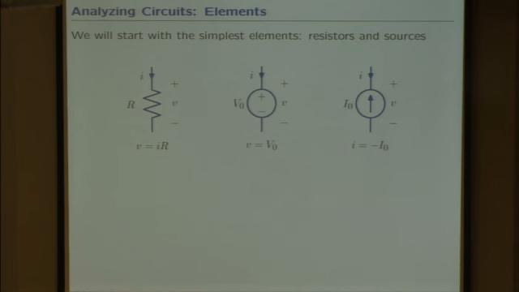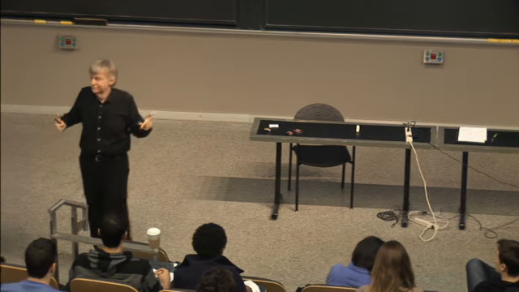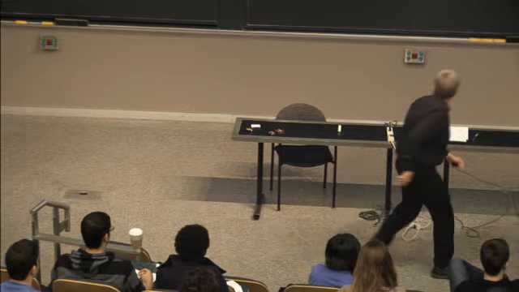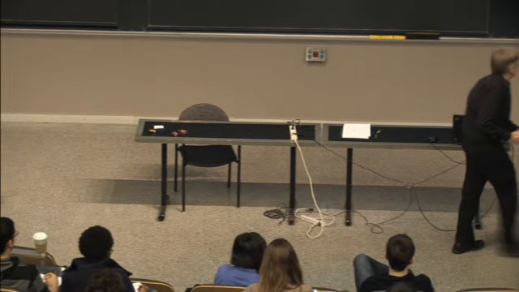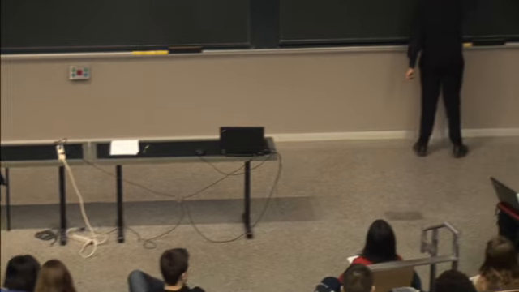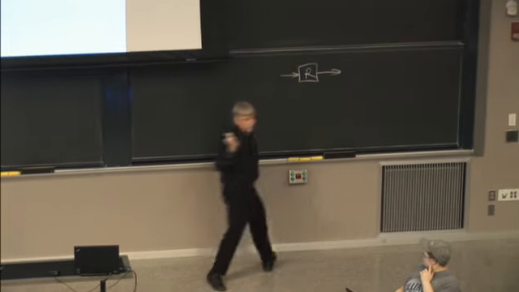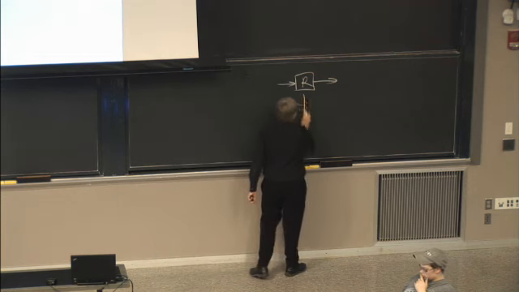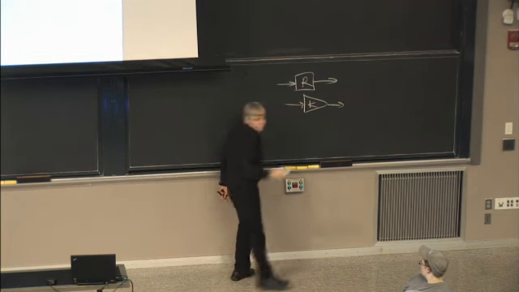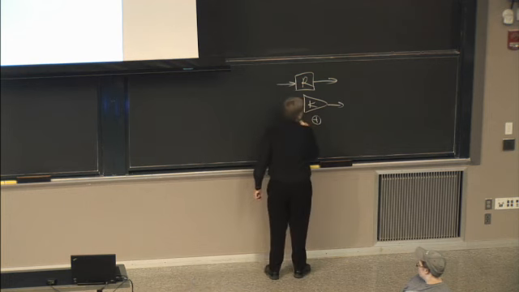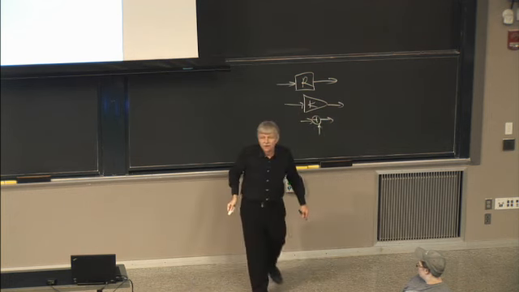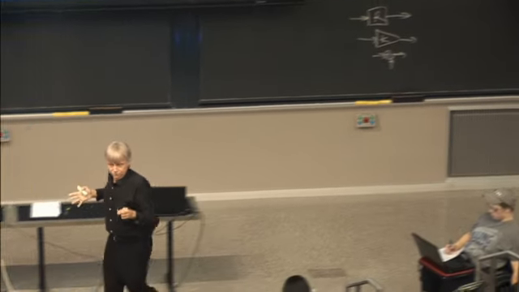Can somebody think of, when we were doing difference equations, what were the primitives that we started with when we started to study difference equations? What's the most primitive elements that we thought about? Delay. Delay, yeah. So we had delay. Anything else? Gain. Anything else? Add. So we had exactly three primitives, and we got pretty far with those three primitives.